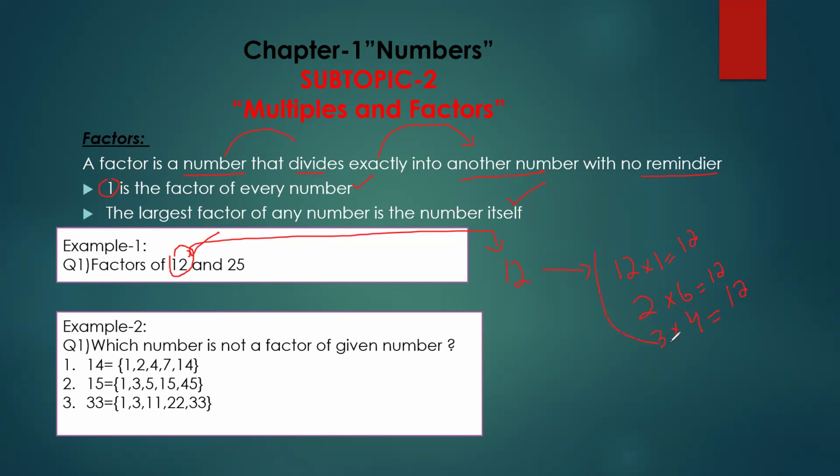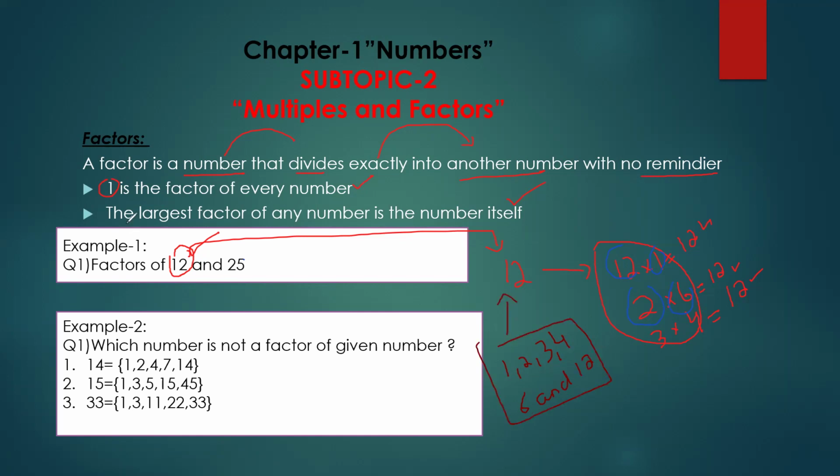These are the numbers whose product is equal to 12. Now we have to find the factors. Now how can we find the factors? These numbers are known as factors. So we write 1, 2, 3, 4, 6, and 12. So these are all known as factors of 12.